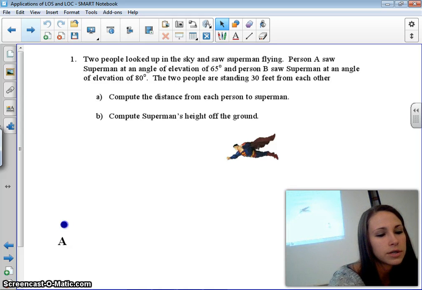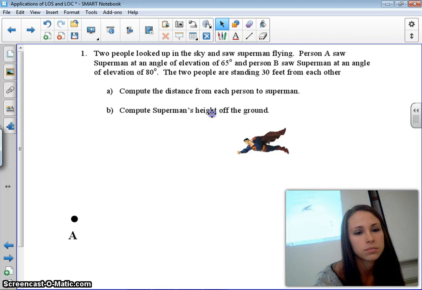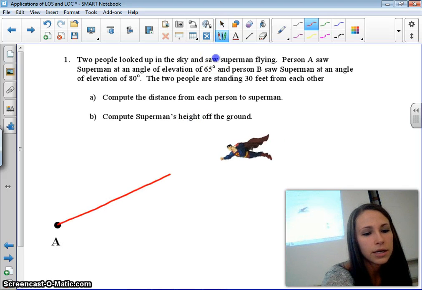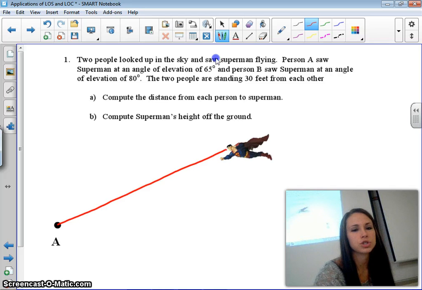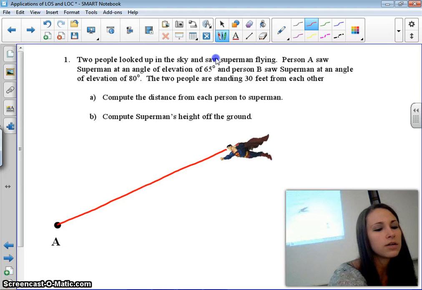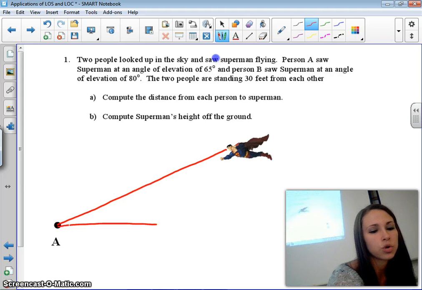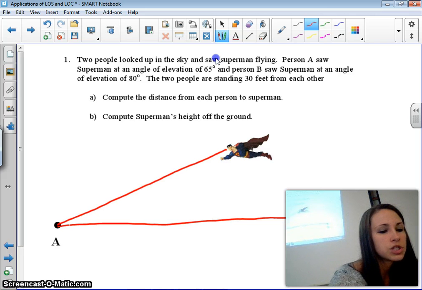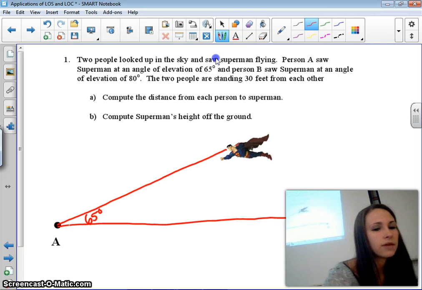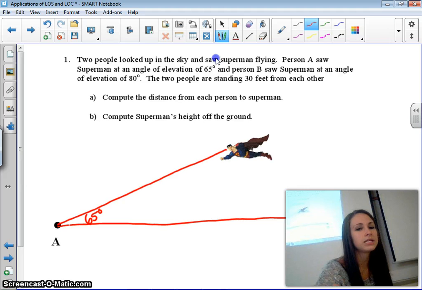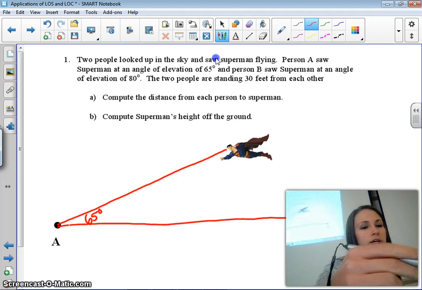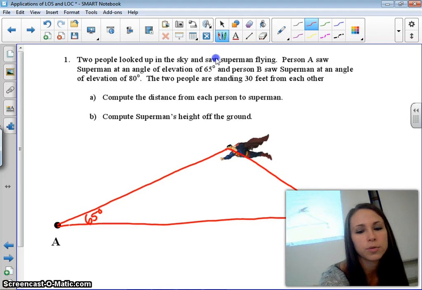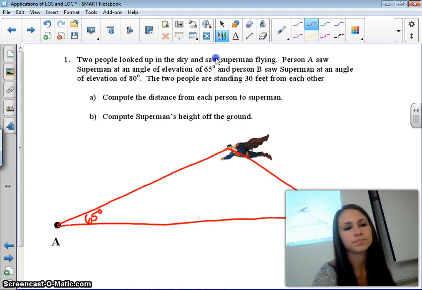So, I'm going to draw this angle right here. Whoops. Try not to move the whole problem. Alright, so right here, person A looks up to Superman, and an angle of elevation is measured from this horizontal line. Okay, that line's not very straight, but it's okay. And so this angle right here is 65 degrees. Person B sees Superman at an angle of elevation of 80 degrees. So when I draw that angle up to Superman, this angle is 80 degrees.